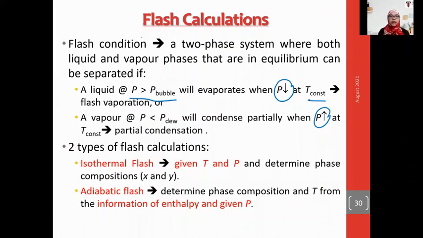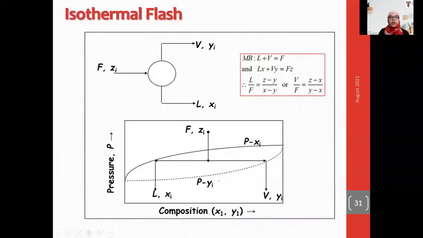Okay, flash calculation can be divided into two types. The isothermal flash means the temperature and pressure are given, so we need to determine the phase compositions, liquid and vapor. And then we have the adiabatic flash, which means we need to determine the phase compositions and temperature from the enthalpy information.